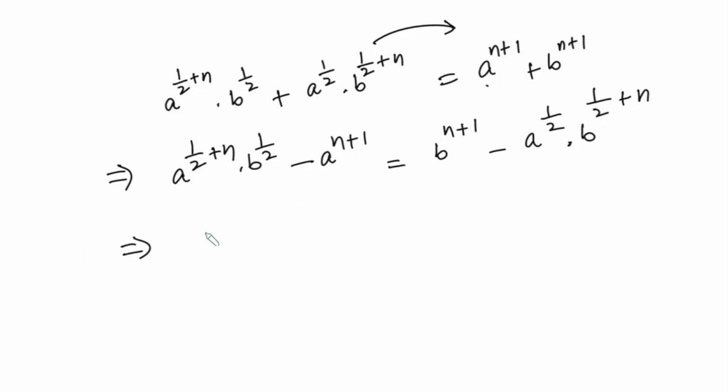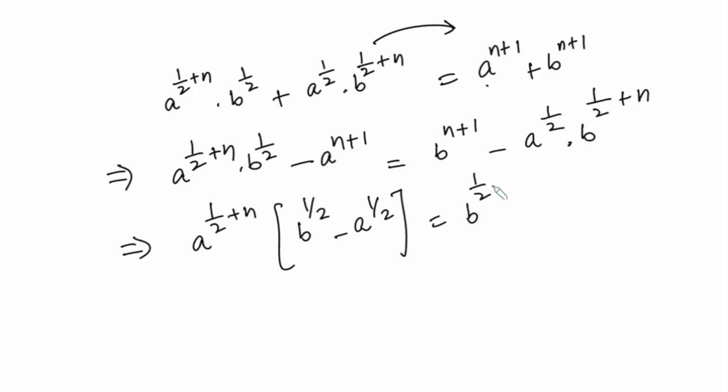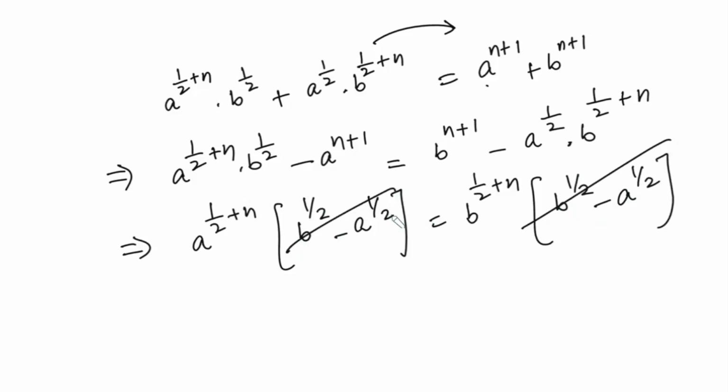On the left hand side, we can take a^(1/2 + n) common. So we'll have b^(1/2) minus a^(1/2). And on the right hand side, we can take b^(1/2 + n) common. So we'll be left with b^(1/2) minus a^(1/2). We can cancel out b^(1/2) minus a^(1/2) on both sides.